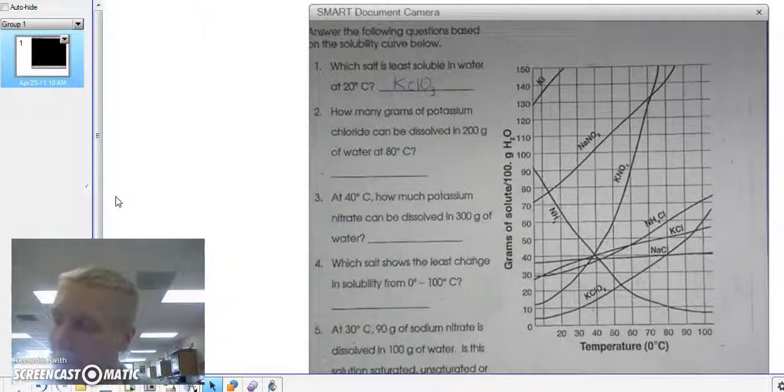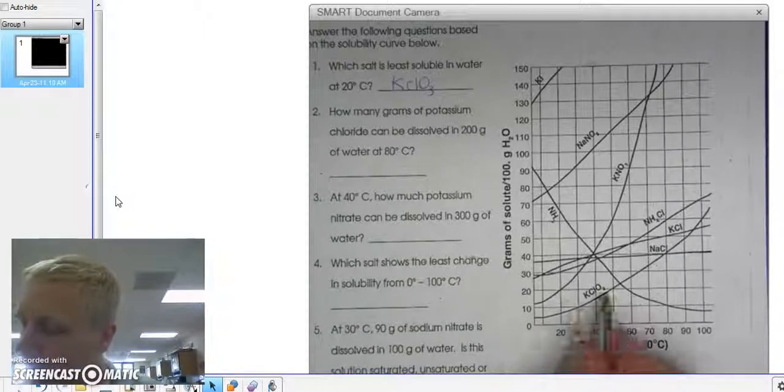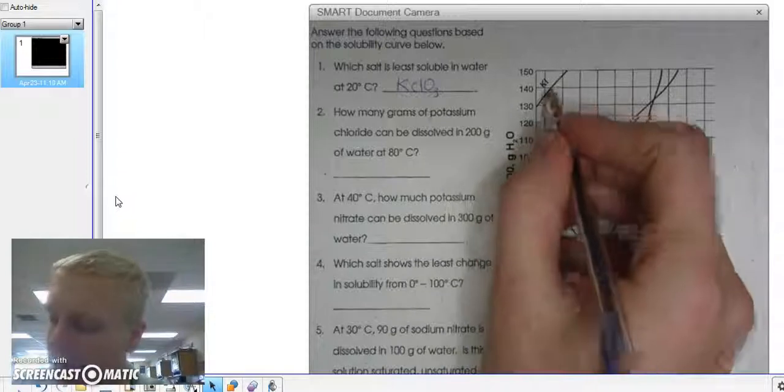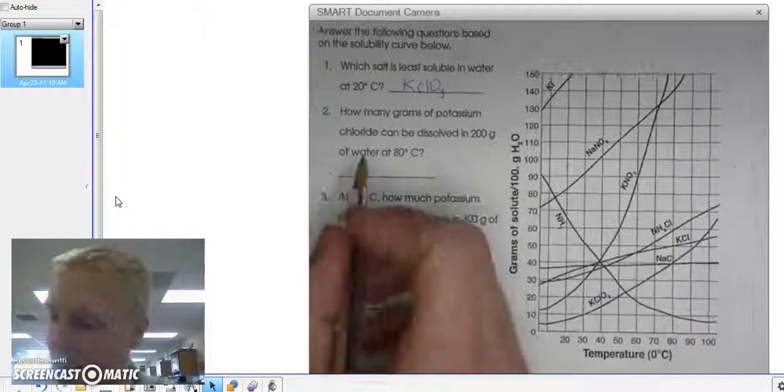Next one, how many grams of potassium chloride? Well, taking a step back, least amount of solute is KClO3. What would the most be? It would be KI. Moving on to the next one.